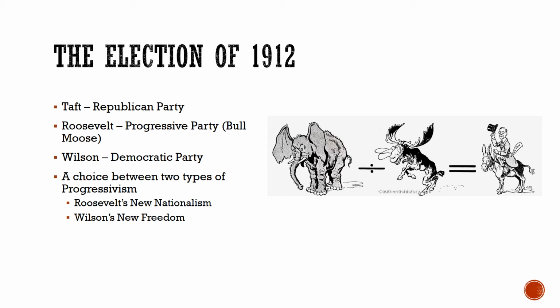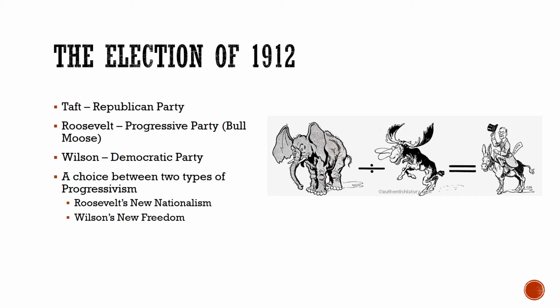The election of 1912 is a three-way race. It's between a Republican nominee, William Howard Taft, and the Democratic candidate, a guy named Woodrow Wilson. But it's complicated because Teddy Roosevelt also runs as a third party. He starts a party called the Progressive Party, which is like the Republican Party but more progressive. And he calls this party the Bull Moose Party.